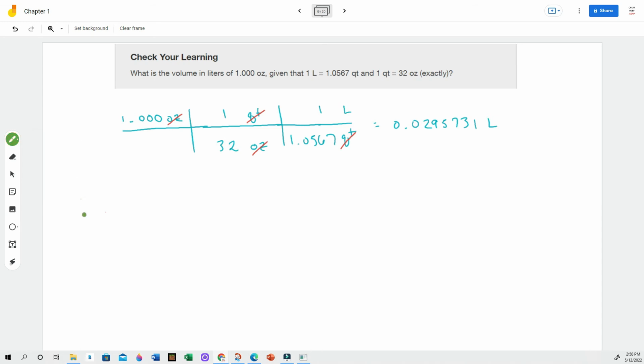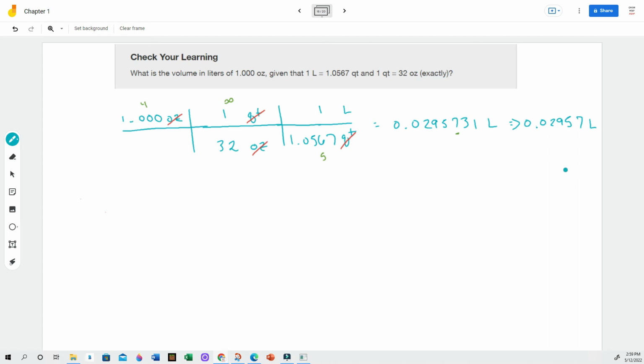So let's determine sig figs. I started with my 1 ounce, and this has 4 sig figs. Now my 1 quart is 32 ounces. You can see that they specified that as exact, so that means this has an infinite number of sig figs. And then this conversion factor has 1, 2, 3, 4, 5 sig figs. So it looks like I'm limited by my starting number, so I should have 4 sig figs. So 1, 2, 3, 4. I need to round at that 7 right there. I have a 3 afterwards, so I'm just going to keep that 7. So my final answer is 0.02957, and that is liters.